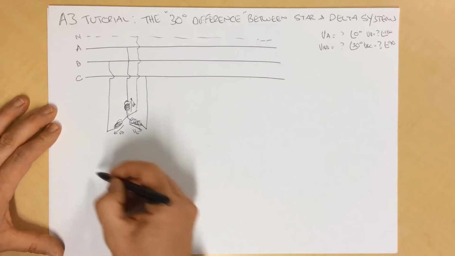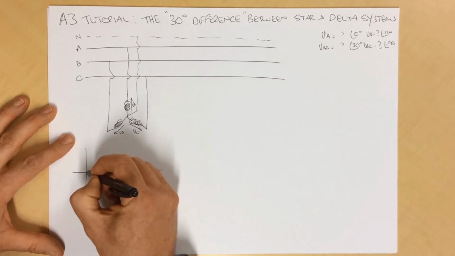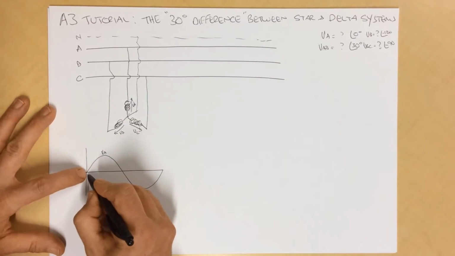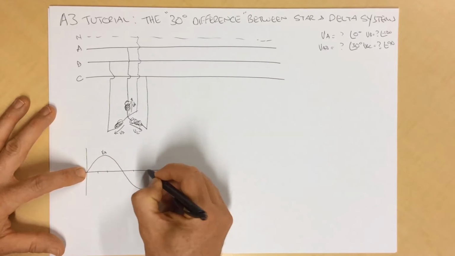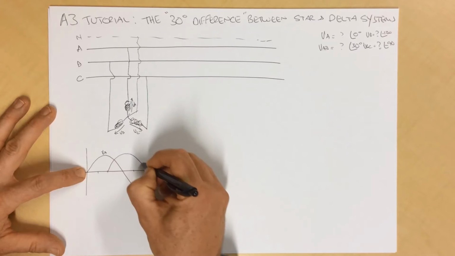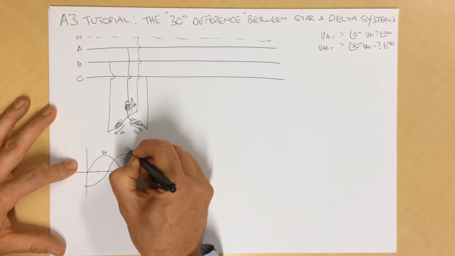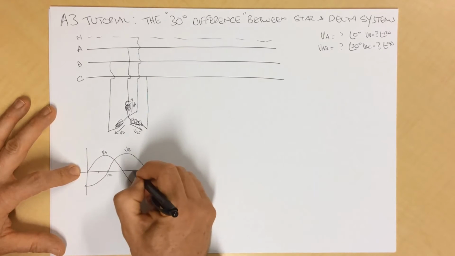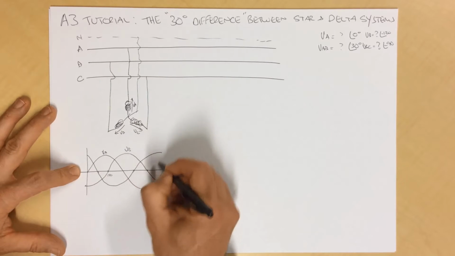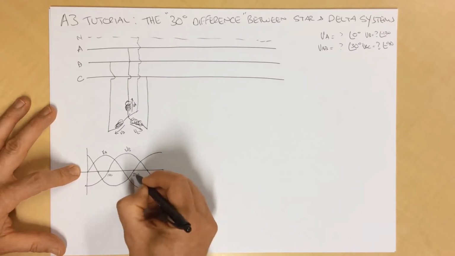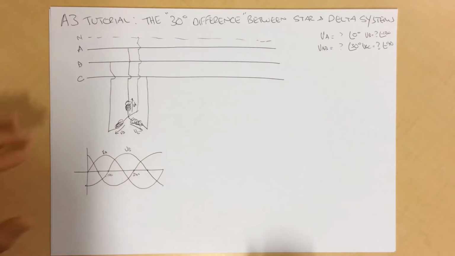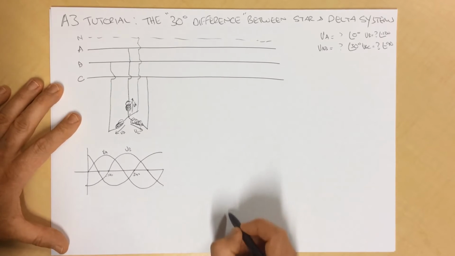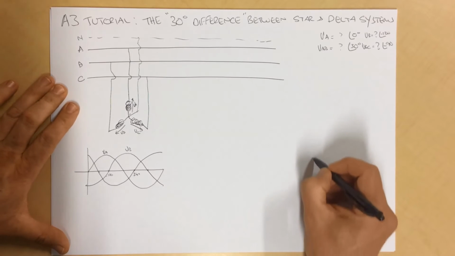Now, in the time domain, this would be drawn like this. There's our sine wave for VA with a 0 degree reference. Phase B would be drawn like this, lagging by 120 degrees. And phase C would be drawn like this, lagging by 240. And this is what most people are familiar with. If we wanted to draw that in the vector diagram, it would look a little like this.